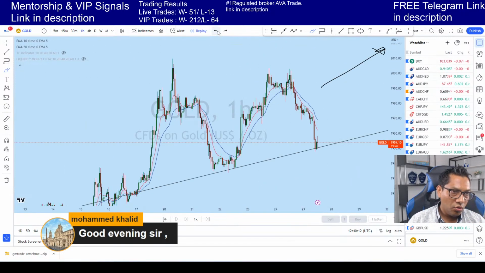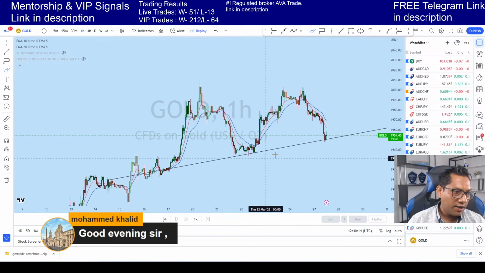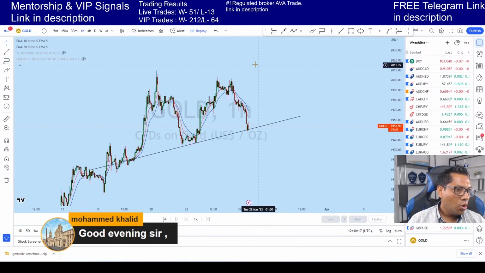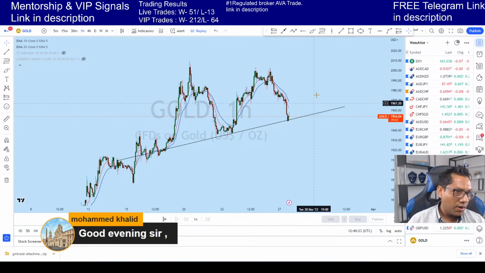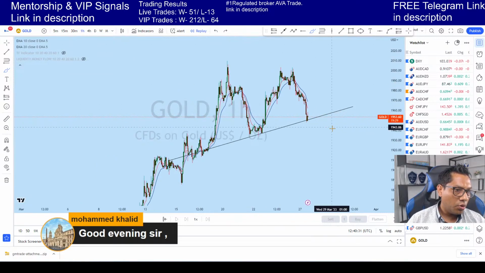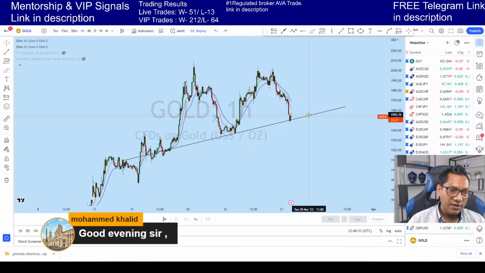Now if you look at this gold market from 1 hour perspective, we see the global trend is bullish. Okay, this is a global trend. We see there is a support here, support here, support here, nice looking support zone here, and gold is respecting that support.